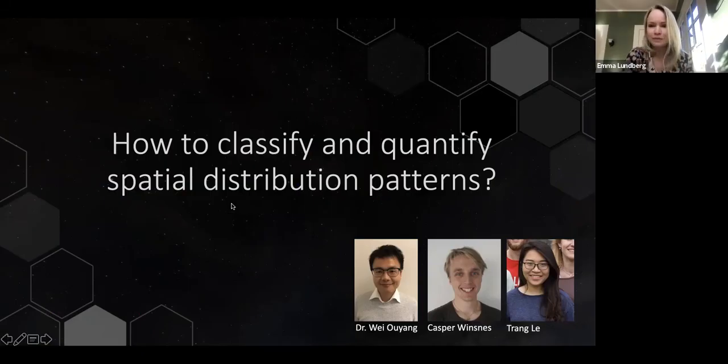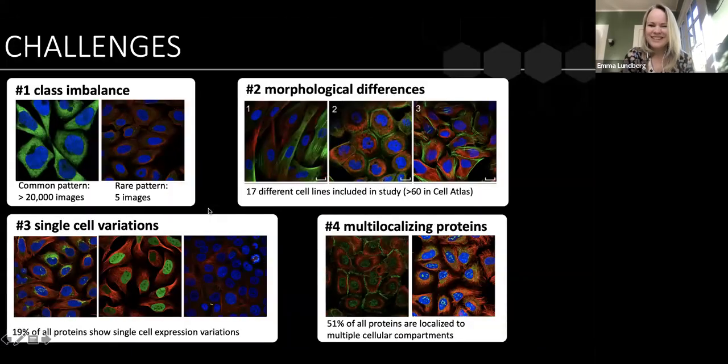So basically, everything boils down to our ability to classify and quantify spatial distribution patterns. This is also something that people in my lab, Wei, Casper, and Krang, are working a lot with. These fluorescent images of cells are, of course, a lot easier to work with than the tissues, as we just discussed, but yet it's not trivial. We have a great class imbalance. Some patterns are common, like cytosol, some are rare. Microtubule ends, for example, we see great morphological differences.